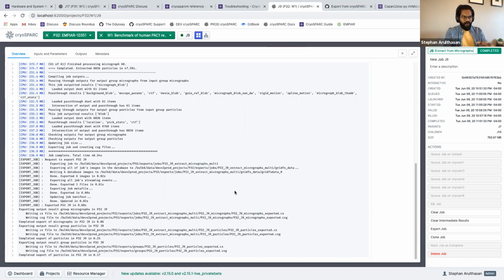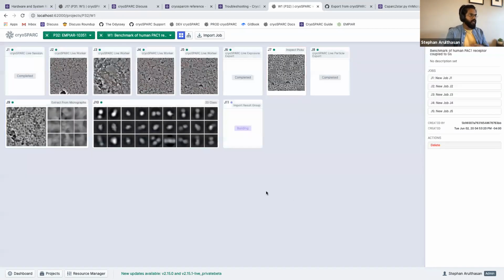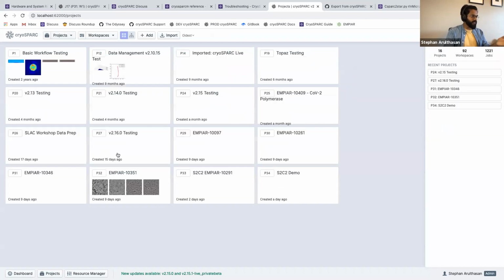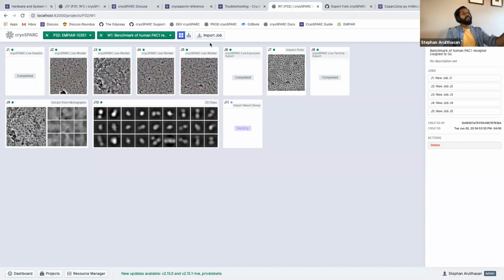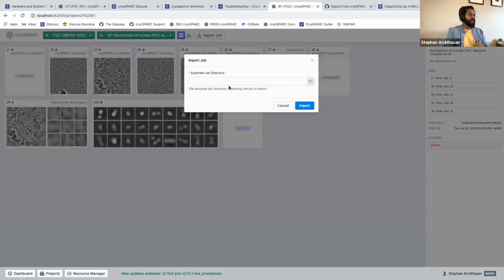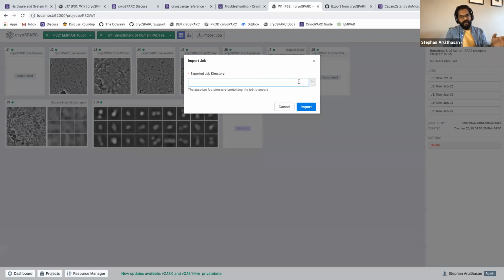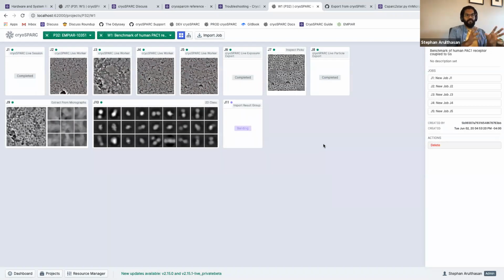So similarly to projects, if you want to import a job, you would have to go into a workspace. So I'm going to go into P32, and I'm going to go into workspace 1, and then I'll see at the top, similar to import projects, import job. So I can hit import job and then specify the folder of the job that I've just copied onto my system, and then I'll have that job in my instance. So that's importing jobs and projects.